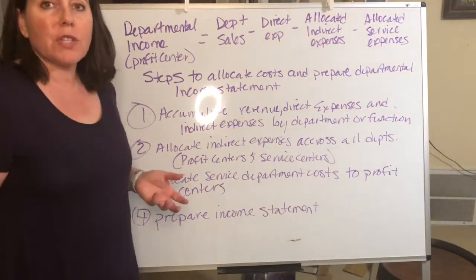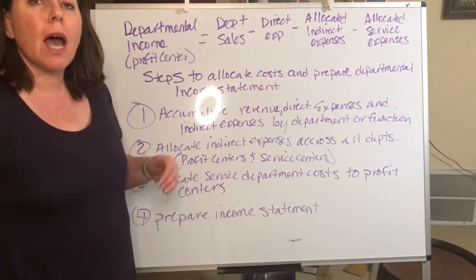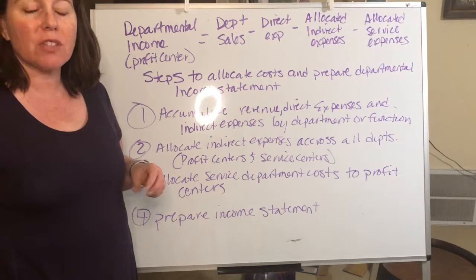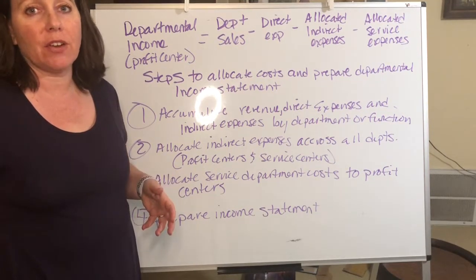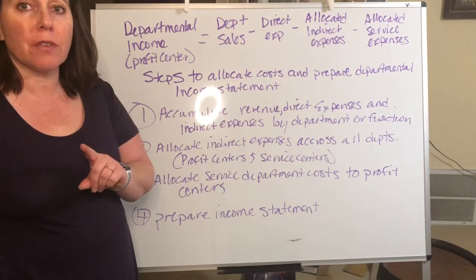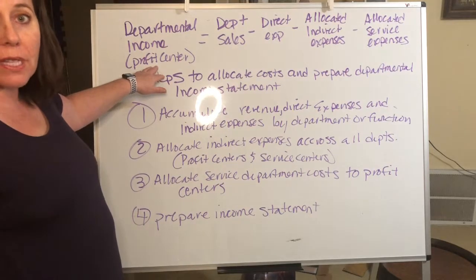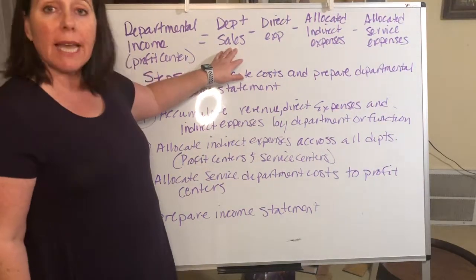The goal of this exercise we're about to undertake is to come up with income statements for each of our profit centers. In order to do that, first we should look at the formula. Our departmental income for our profit center is our department sales, right?